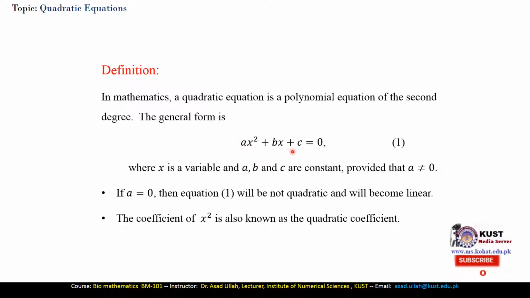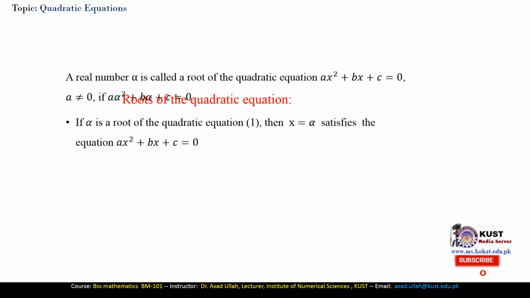Here b and c are also constants, so b and c are possible to be equal to 0, and x is the variable. These points are also discussed here. Number 1, if a is equal to 0, it will be a linear equation, as I have already discussed. Number 2, the coefficient of x square is known as the quadratic coefficient. If a is equal to 0, the quadratic term will be equal to 0 and equation 1 becomes a linear equation.